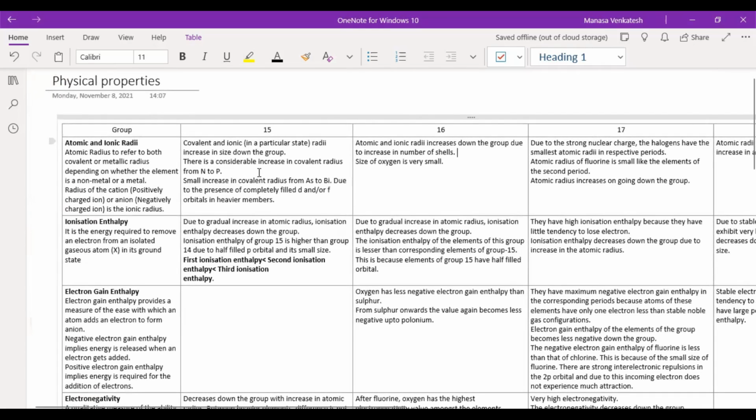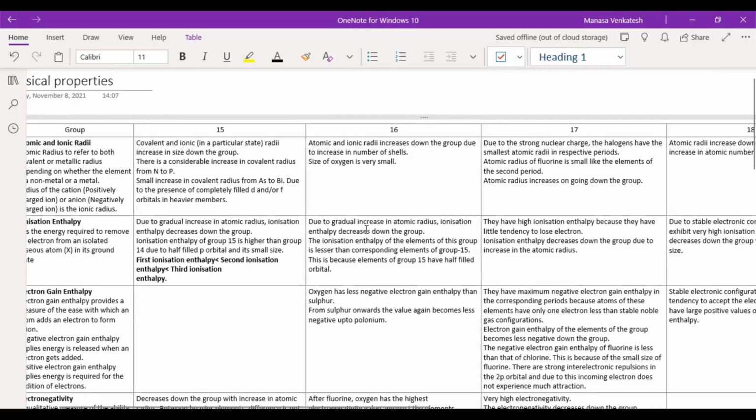Next is the ionization enthalpy. So as we know, the ionization enthalpy is basically the ability for us to remove an electron from that particular isolated gaseous atom. So in group 15, there is an increase in the atomic radius as we go down the group. So the ionization enthalpy will decrease. But one thing you need to remember, the ionization enthalpy of group 15 will be higher than group 14 or group 16. And this is because of its half-filled p orbital and completely filled s orbital. And one more thing, the first ionization enthalpy will be less compared to the second, which will be obviously greater, than third will be the greatest.